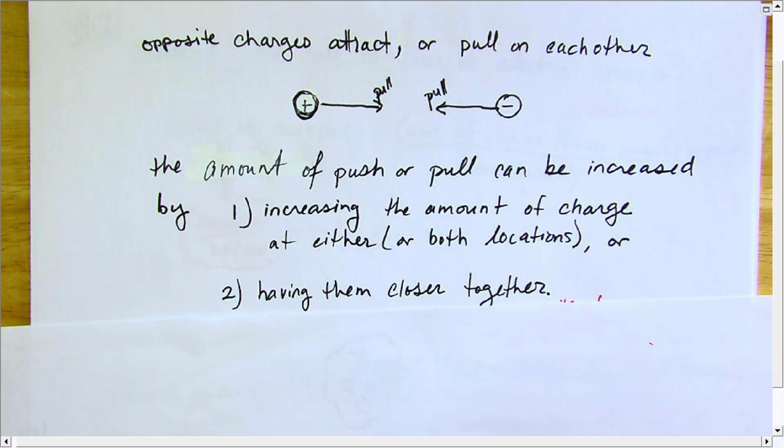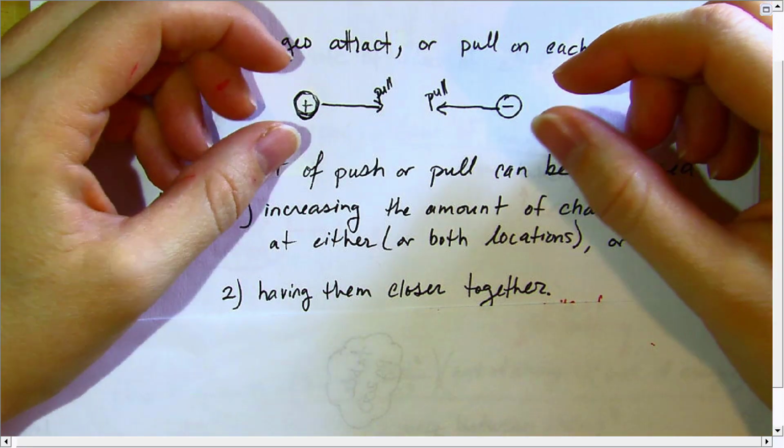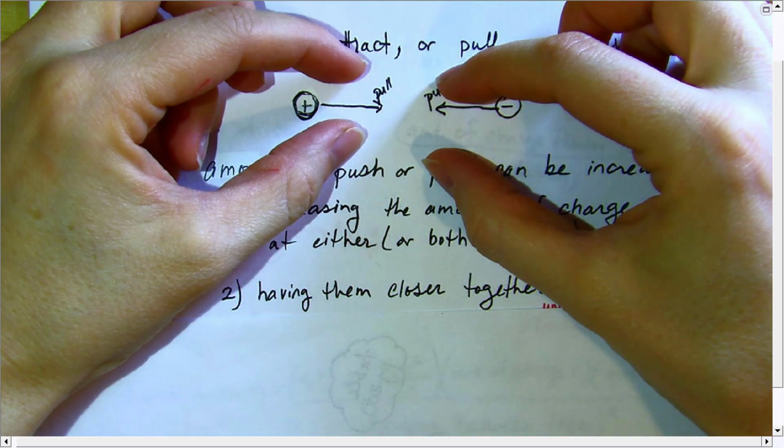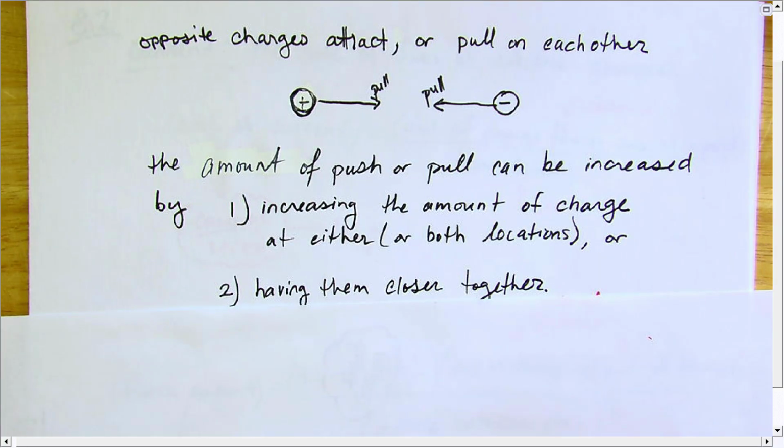Another way that you could make that pull stronger is just by moving them closer together. Right, they're kind of like gravity. The effect is stronger when they're closer together. Right, so if these two charges were closer together, that pull between them would get stronger. Right, and this works for magnets as well.